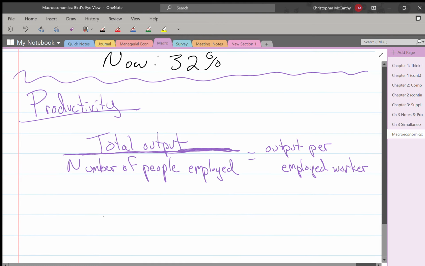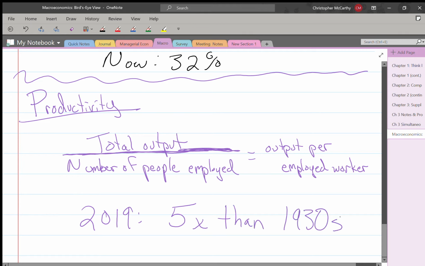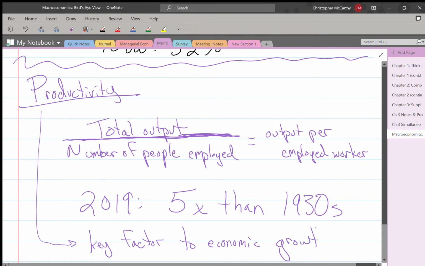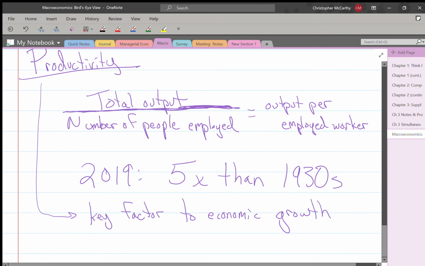And so in 2019, the average U.S. worker produced 5 times more than in the 1930s. Part of this has to do with education. Part of it has to do with capital goods. Has to do with labor-saving technical change. And so productivity growth is one of those key factors to economic growth. I mean, they just go hand in hand. Economic growth is just the growth rate of total output. Productivity growth is the growth rate of total output per employed worker.